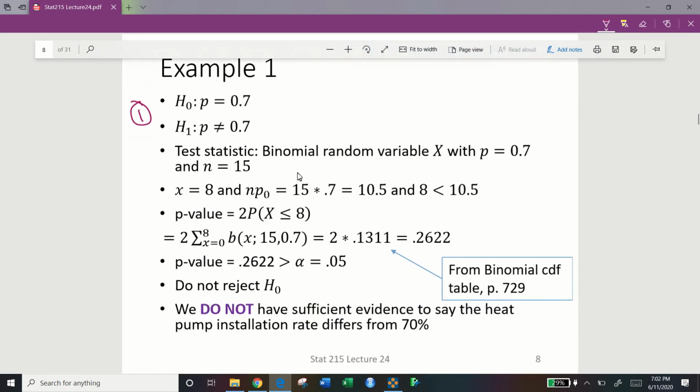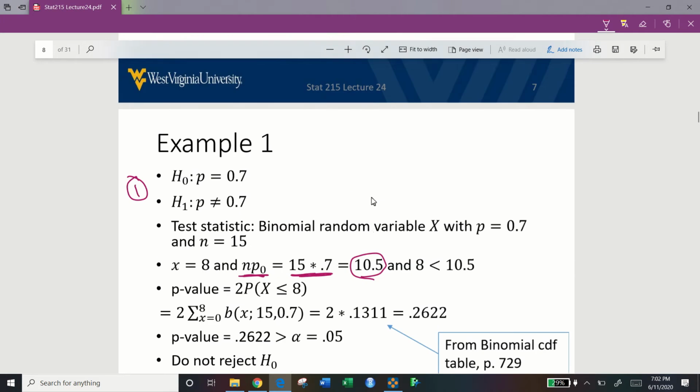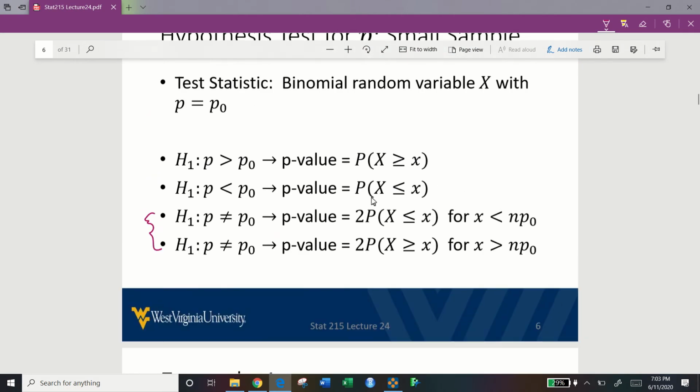Again, x is equal to 8, and in our case, n times p naught is going to be 15 times 0.7. This is going to equal 10.5. If you recall, since we are working in the case where our alternative hypothesis is not equal to, we are going to have to base our calculation of the p-value on whether x is less than or greater than n times p naught. In our case, x was 8, and n times p naught was 10.5.